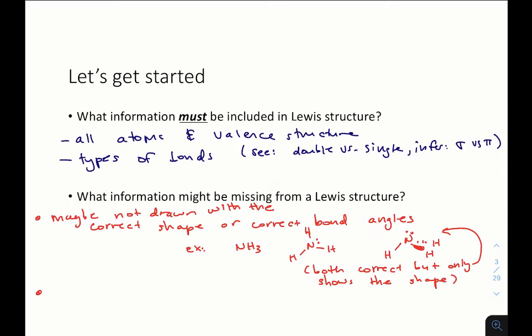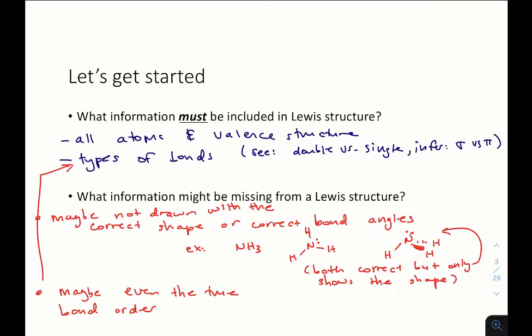And even the true information about the types of bonds may be missing from a Lewis structure, right? So maybe even the true nature of the types of bonds. I'll call that bond order, single, double, triple bond. So maybe even the true bond order is missing.